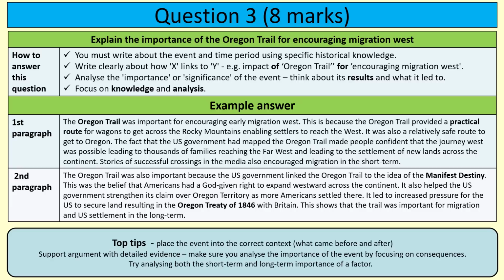First paragraph, the Oregon Trail was important for encouraging early migration west. This is because the Oregon Trail provided a practical route for wagons to get across the Rocky Mountains, enabling settlers to reach the west. It was also a relatively safe route to get to Oregon.